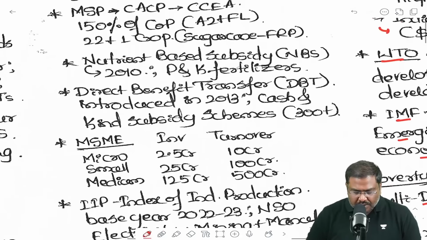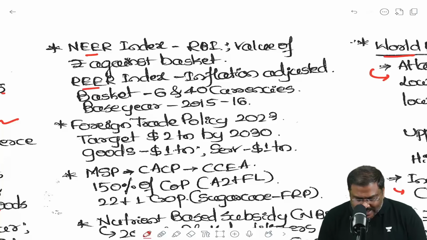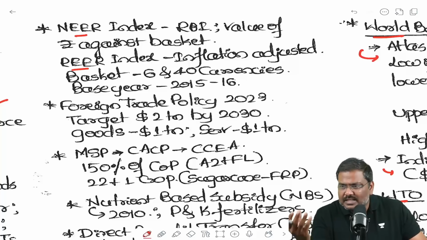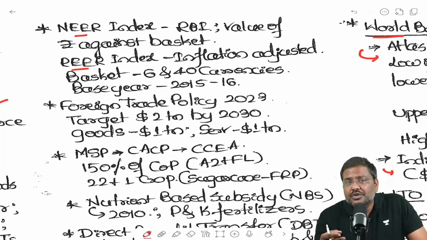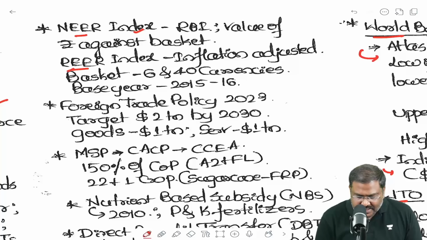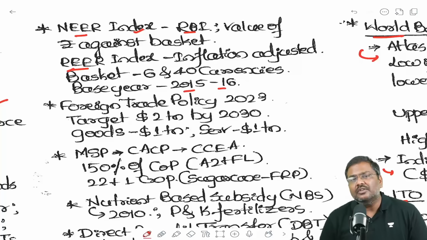Other important concepts or data that you need to go through: NEER and REER. NEER basically provides the value of the rupee against a basket of currencies, whereas REER provides information regarding the real change in the value of the rupee, that is, inflation adjusted. Both of these indices are published by the Reserve Bank of India, and the base year is 2015-16.